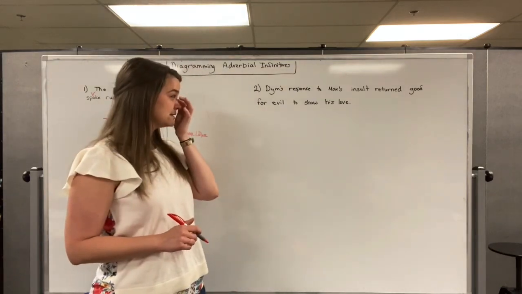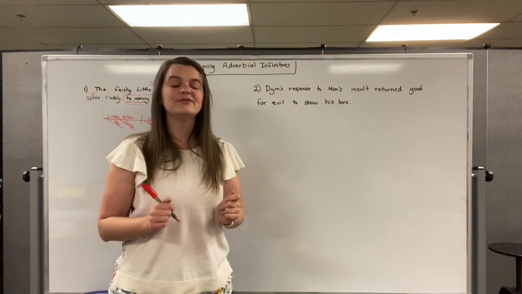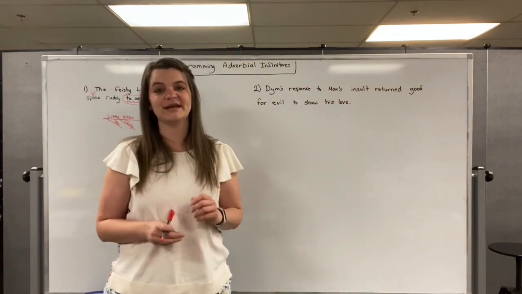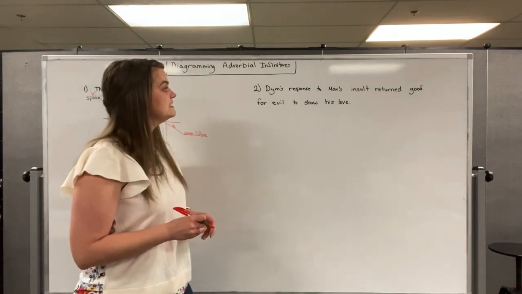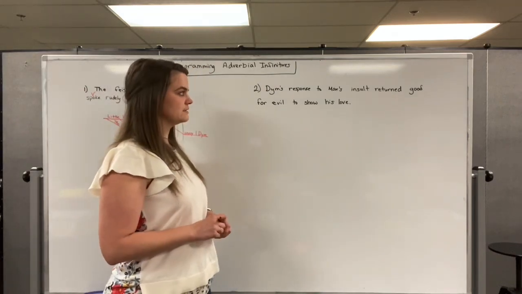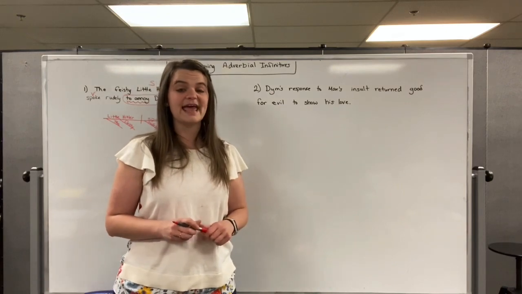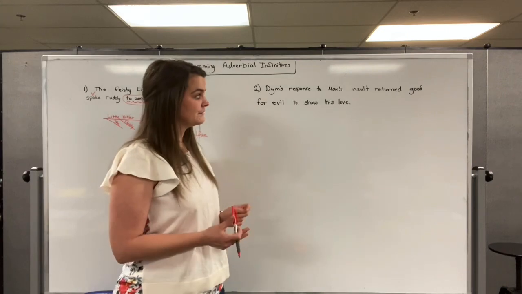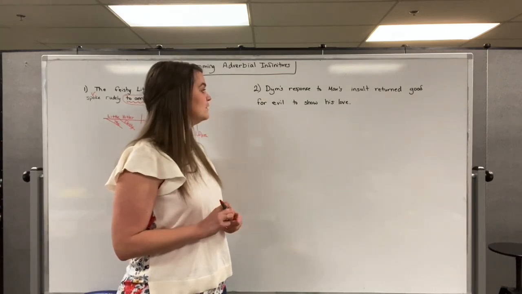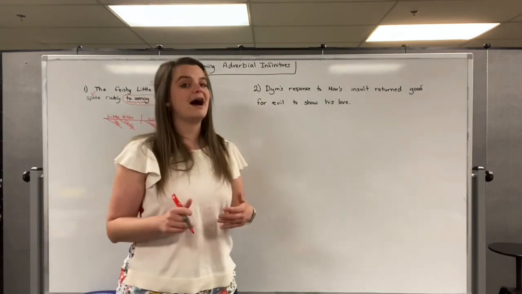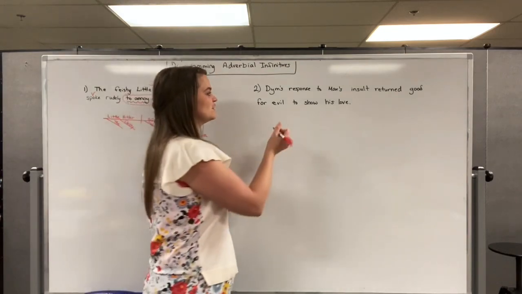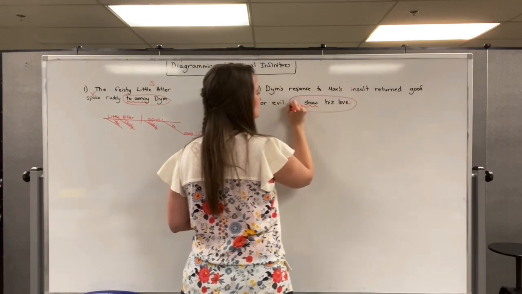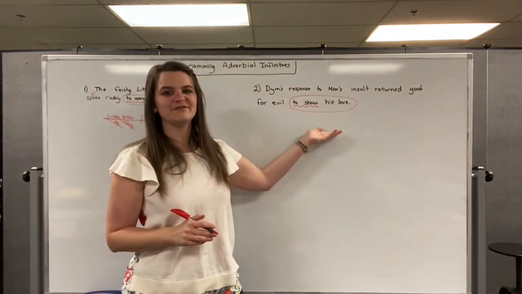Okay, let's go. I would like for you to go squiggly underline the infinitive in that sentence and circle the infinitive phrase, please. Dim's response to Max's insult. Is insult here being a verb? Nope, it is being a noun, so that's simply a prepositional phrase. Returned good for evil to show, show is a verb. To show what? Love, direct object. So there we have our infinitive phrase right here.